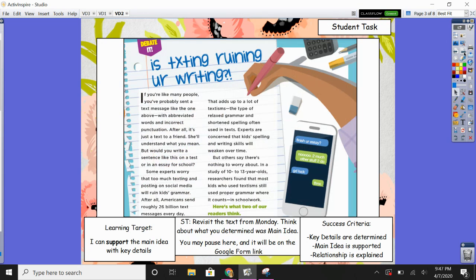Okay? So when you are reading this passage, it's the same one as yesterday. This time I really want you to think about what you thought the main idea was and think about those key details that are going to support.